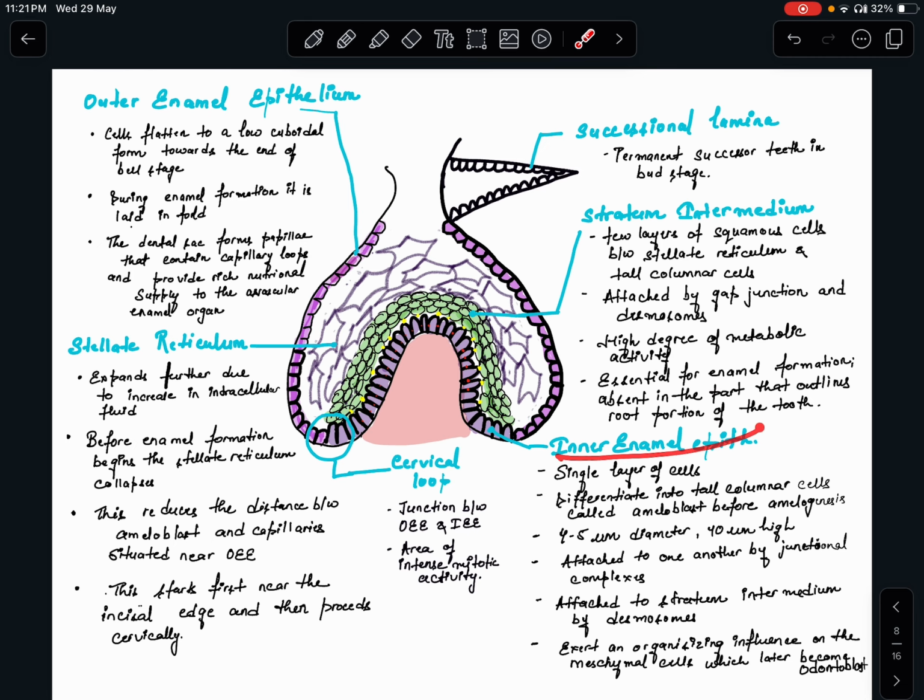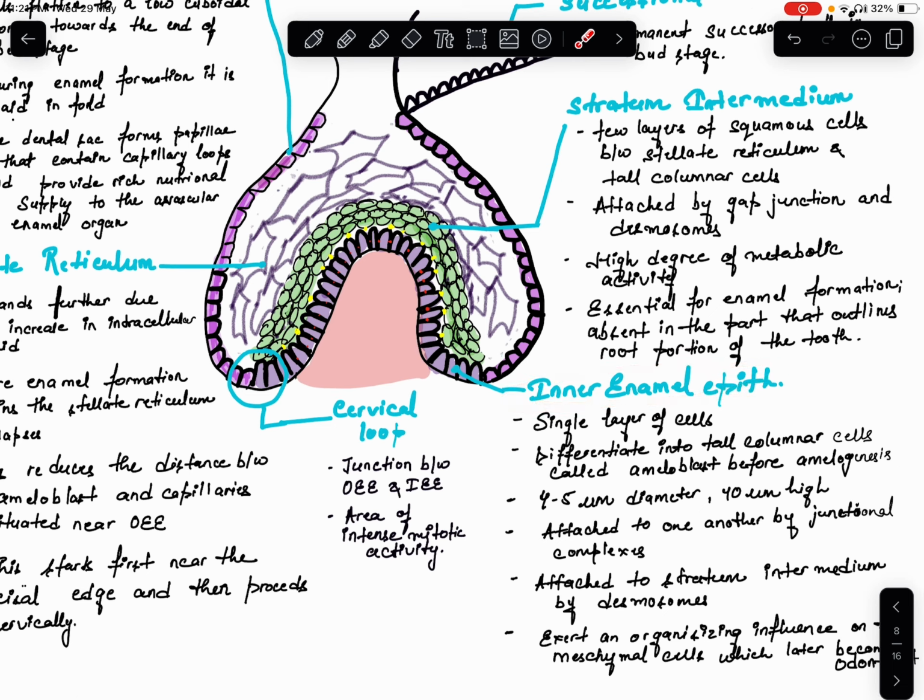Now in the enamel epithelium, what changes are shown in this stage? So it is a single layer of cells. It will differentiate into tall columnar cells before amelogenesis. Okay, so before amelogenesis, it will form tall columnar cells called ameloblasts, and these are 4 to 5 micrometer in diameter and 40 micrometer in height, attached to one another through junctional complexes.